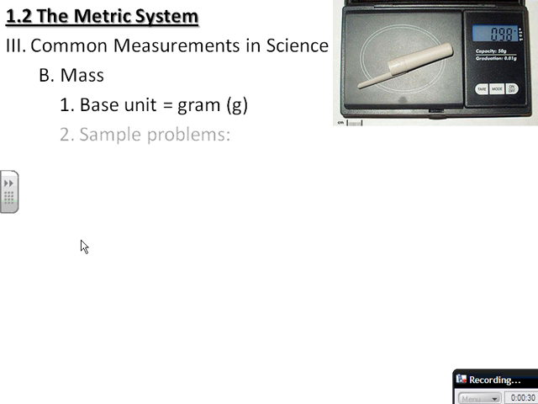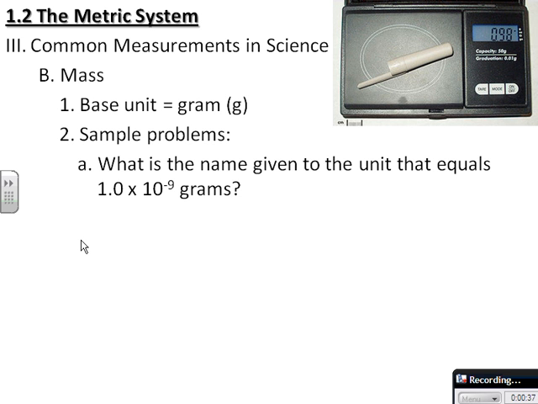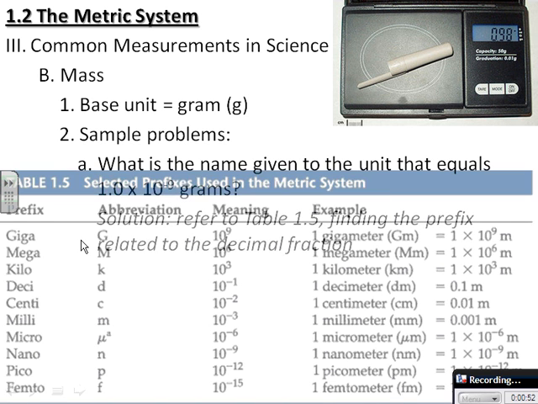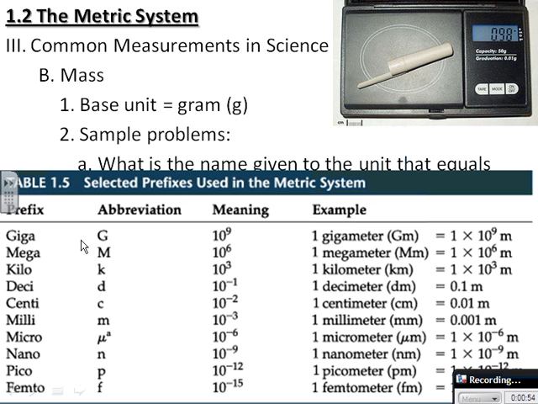Now, here is a first sample problem to work with as far as mass is concerned. It's asking you this: what is the name given to the unit that equals 1 times 10 to the negative 9th grams? Again, the key here is the scientific notation, times 10 to the negative 9th. We need to find the correct prefix using table 1.5 as we've done before. So we find times 10 to the negative 9th there. The prefix that goes along with that is nano.